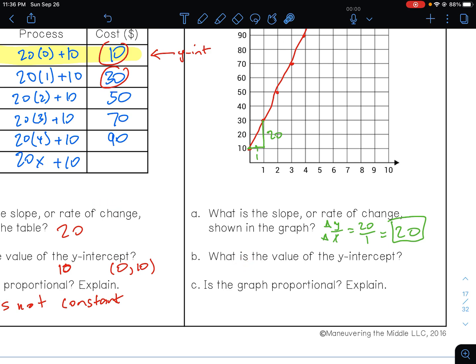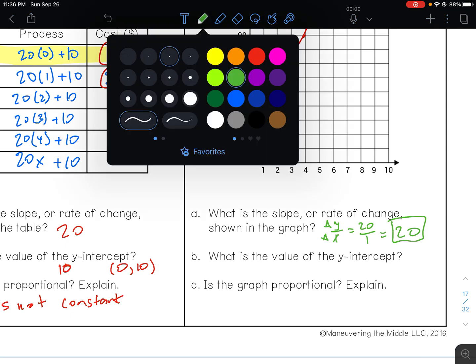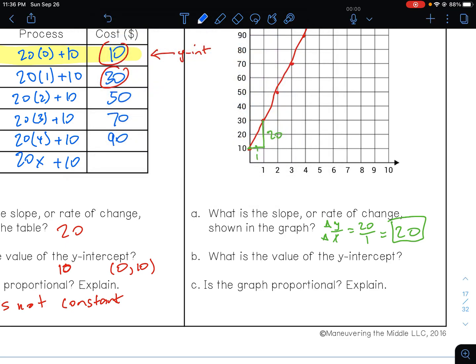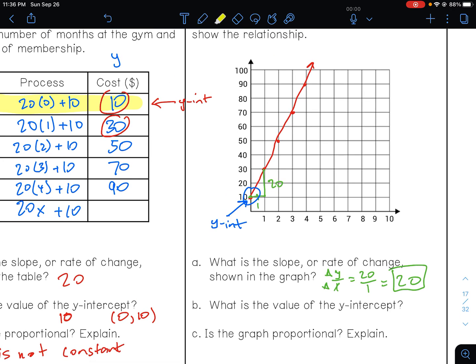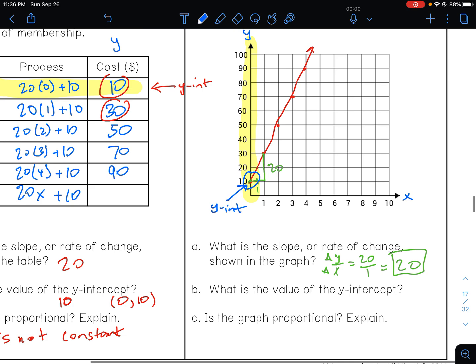All right, let's look at the value of the y-intercept. Value of the y-intercept is right there. So let's do a different color. Let's do blue. Y-intercept. The y-intercept is where the line touches the y-axis, which is this axis right here. Remember, this is the y-axis and that's the x-axis. So what's the value of the y-intercept? It's 10, or you can say that is (0, 10).